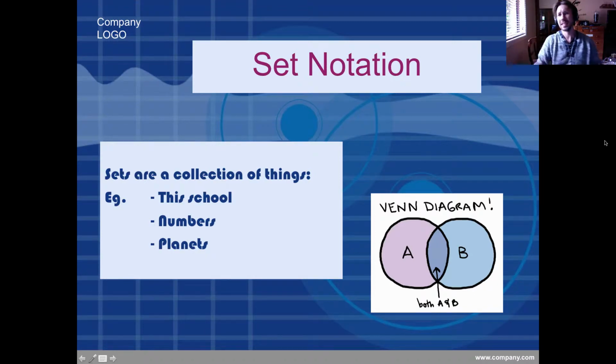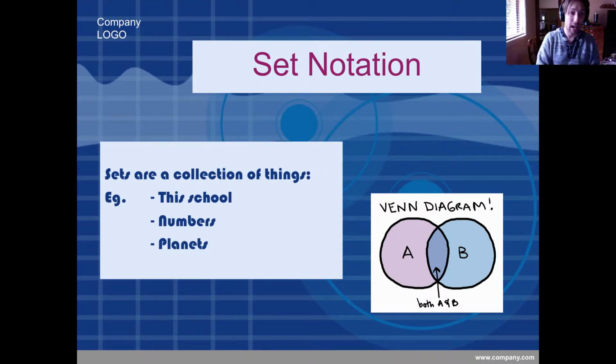Well, hey there, guys. Today we're going to have a look at set notation. There are a few things we're going to go through. We're going to look at some different types of numbers, and some different symbols and their meanings, when we look at what set notation is.